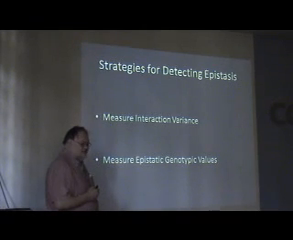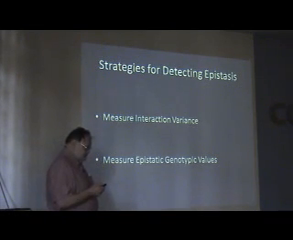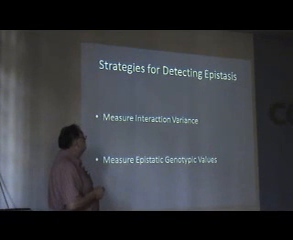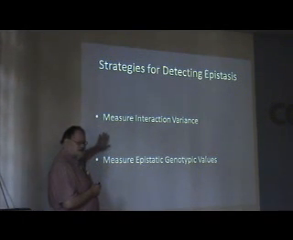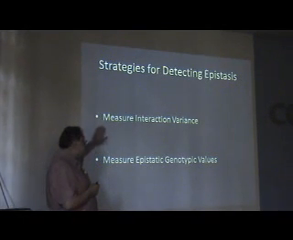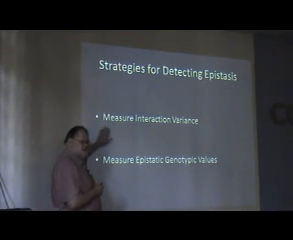Now there are two ways you can look at epistasis. One is to detect epistasis by measuring the interaction variance. Dr. Midnight talked about the interaction variance. This is the way people have usually looked for epistasis and haven't found much.